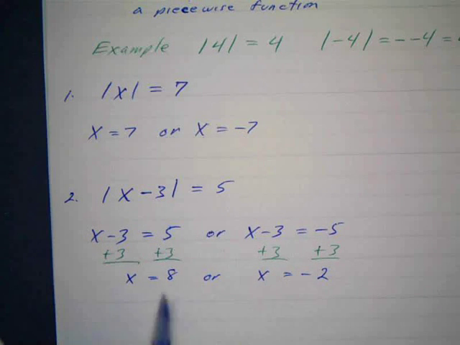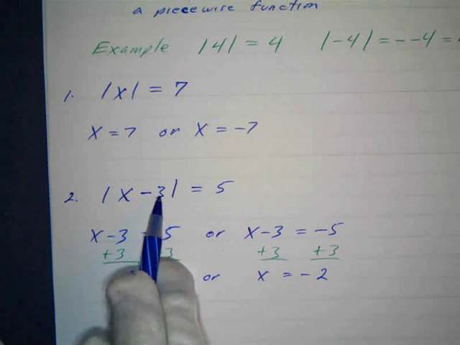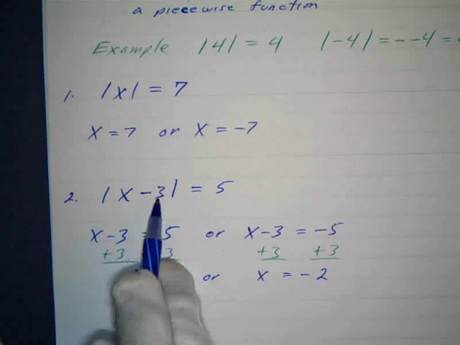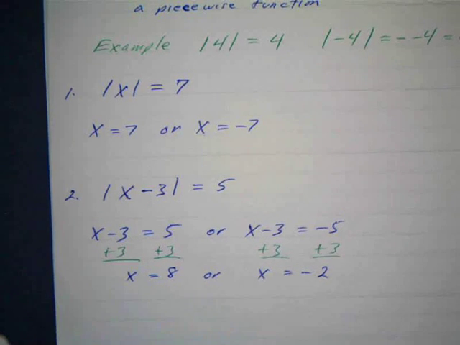Now go back and check this. If I put 8 in here, what's 8 minus 3? 5. What's the absolute value of 5? 5. If I put negative 2 in here, what's negative 2 and negative 3? Negative 5. What's the absolute value of negative 5? 5. So both solutions work.